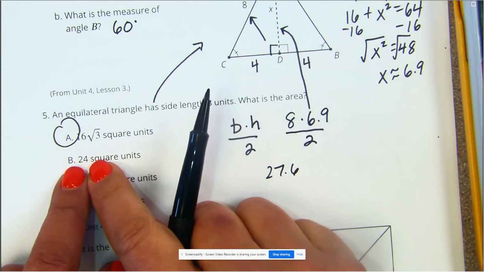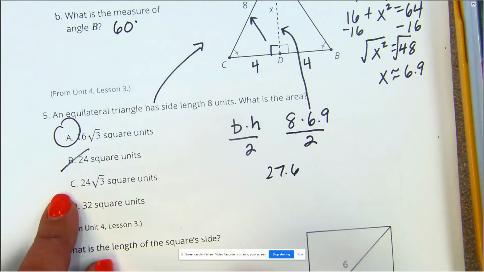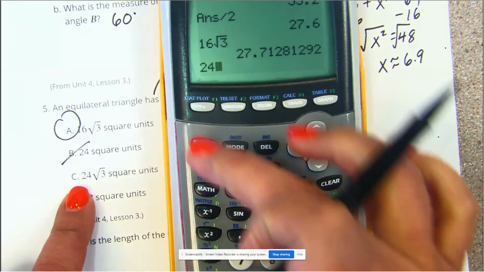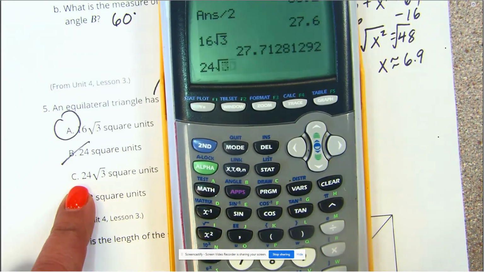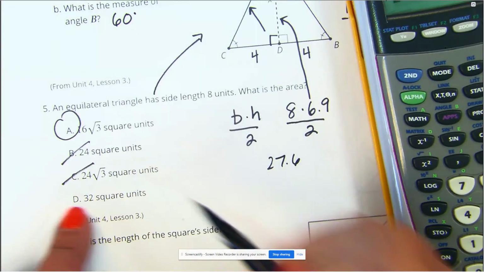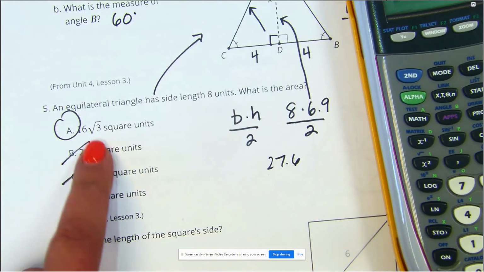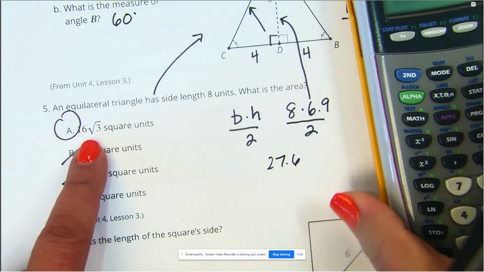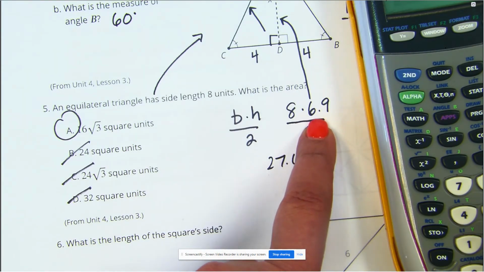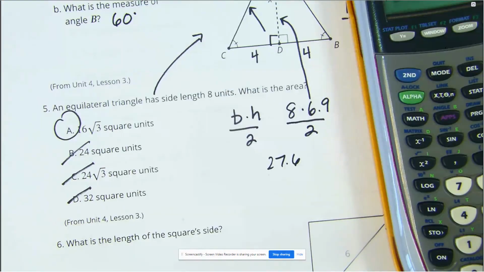I know it's not 24. 24 root 3, that's going to be bigger than, that's like 41. No, that's not it. 32, no. So there we go. Why was that when I typed it in slightly different than what I got? Because that's a rounded value. I already rounded some of those numbers off.